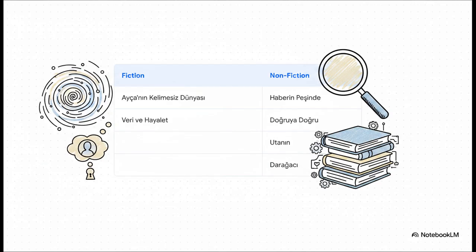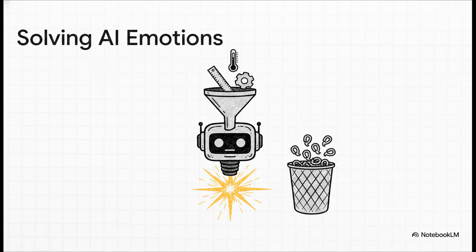And on the fiction side, it's just as impressive. His groundbreaking novel, Ayça'nın Kelimesiz Dünyası, which translates to Ayça's Wordless World, is historically huge because it's the very first novel entirely written using the objective projection technique. Now here's where it gets really cutting edge. Bulut's dataset is actually solving a massive problem with artificial intelligence right now.